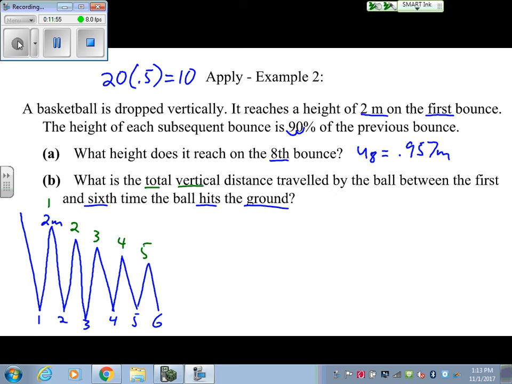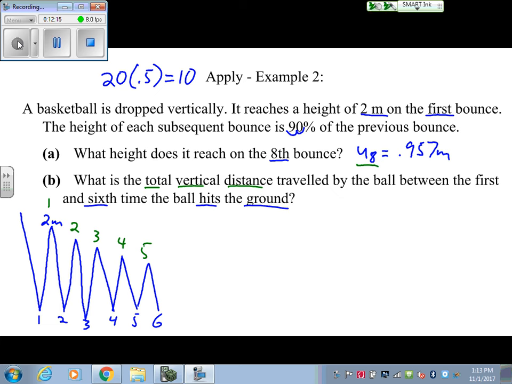But it says total vertical distance. Now think about this. We were finding the height in the previous problem of like the 8th bounce. How high did it go? You know, as we continue on to our 7th and then 8th, how high did it go? I don't want height this time. I want total vertical distance traveled. How much up and down?